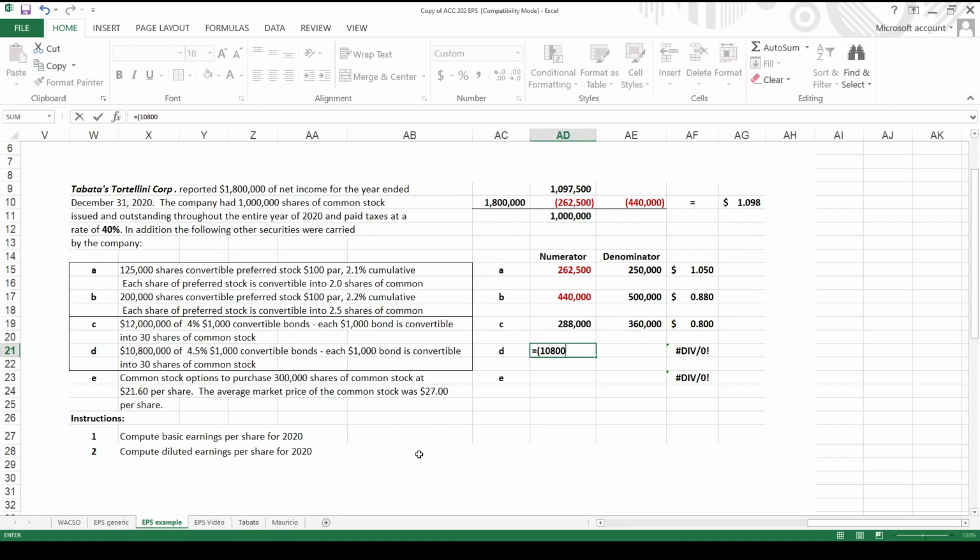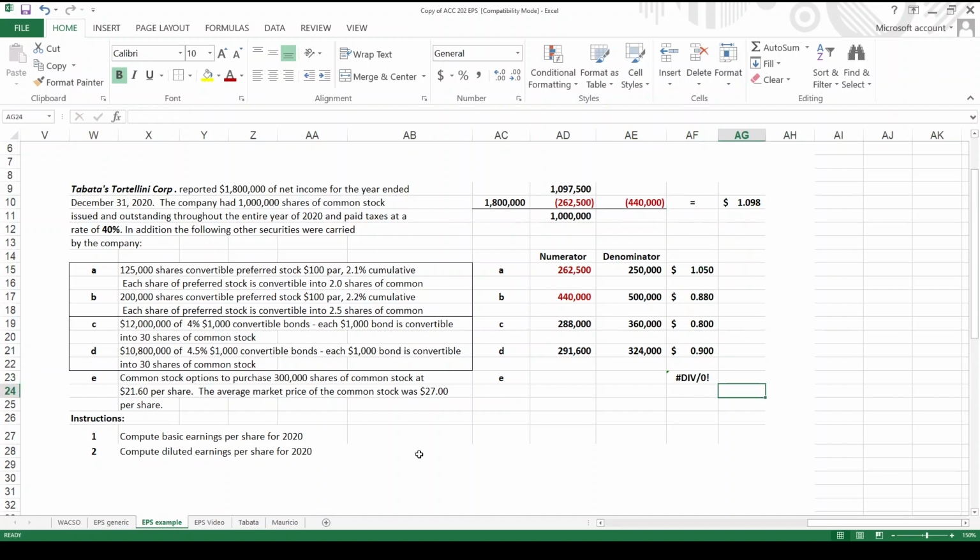10,800 times 4.5%. Yeah, that'll be our bond interest. Times 1 minus the tax rate, which is 0.6, equals 291.6. How many shares of common will come about? It says once again 30 shares of common stock per bond. So 10,800 bonds times 30, 324,000 new shares. It looks like that will put a hurting on this.